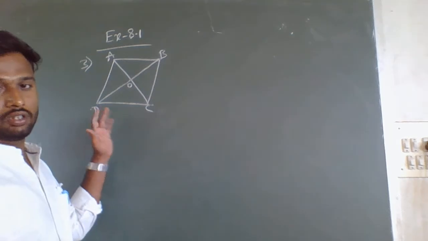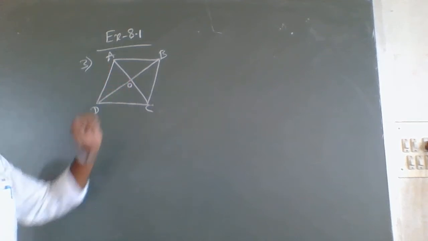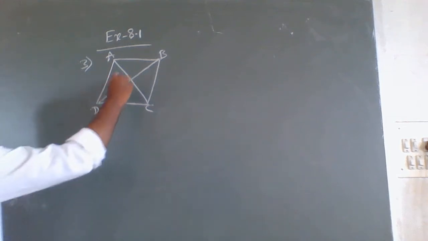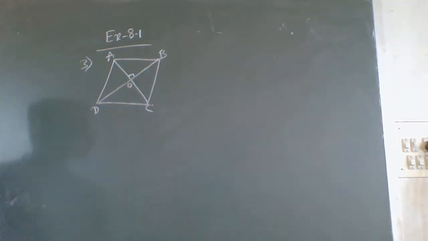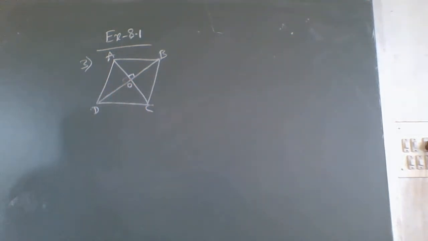What is given here? Consider one quadrilateral where these two diagonals intersect in such a way that they are perpendicular to each other. Here all these angles are 90 degrees. They are given that the diagonals bisect each other at right angle. Then we have to prove that this quadrilateral ABCD is a rhombus.